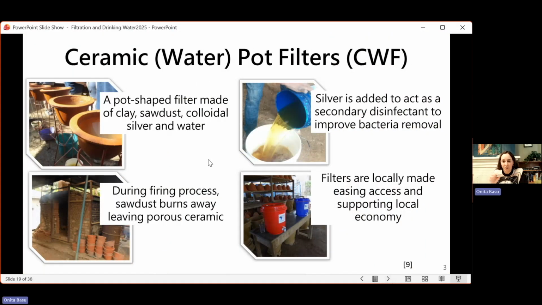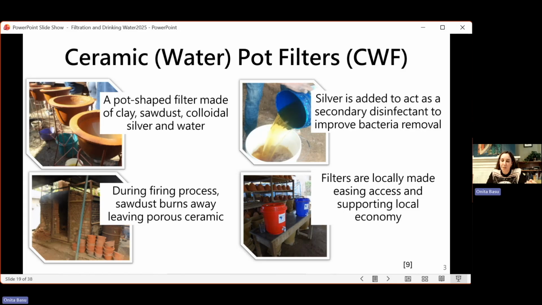And how they're made, because they're not exactly a flat flower pot, they are a little bit more complicated. It is a pot, but it has sawdust and colloidal silver added to it. There's an option where you don't have to add colloidal silver. The ones that I'm working with, we always add colloidal silver because it improves their disinfection efficacy. When you put it in the kiln, the sawdust burns away and leaves a porous ceramic matrix. The silver stays inside.